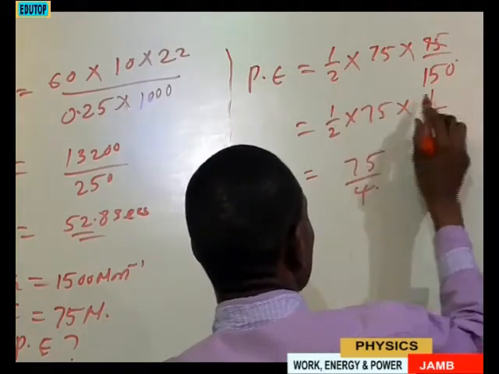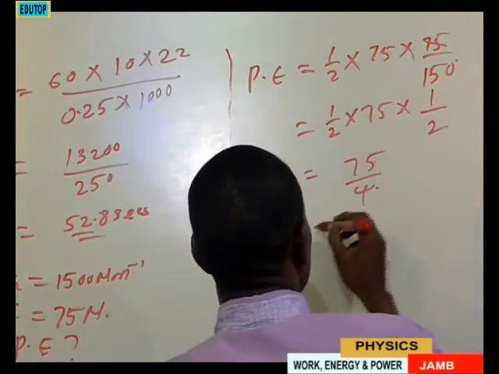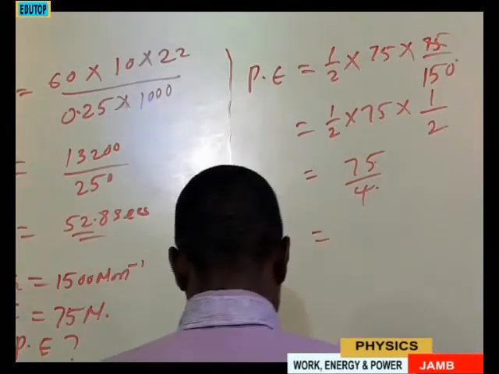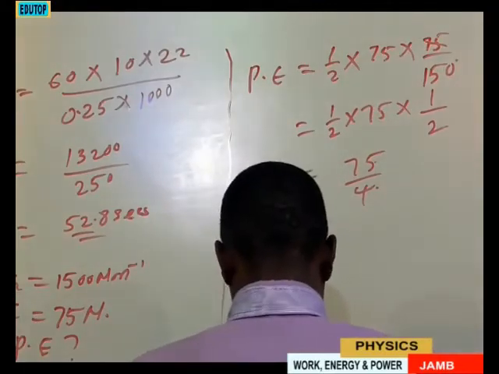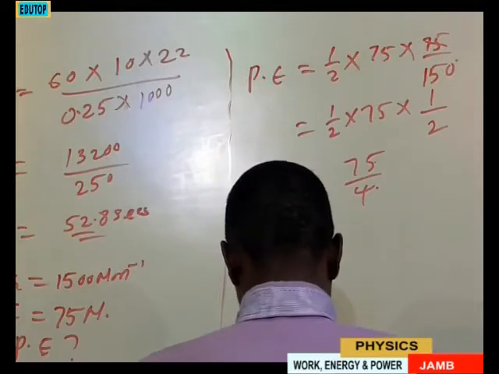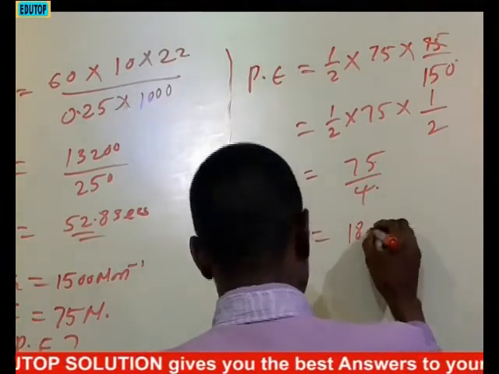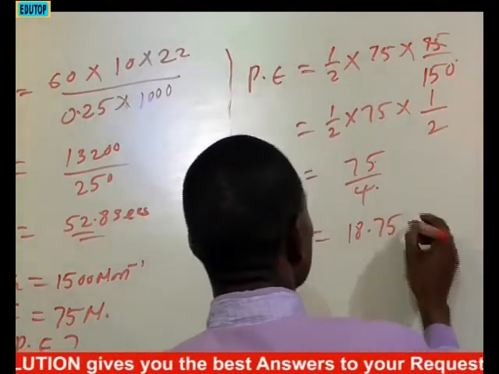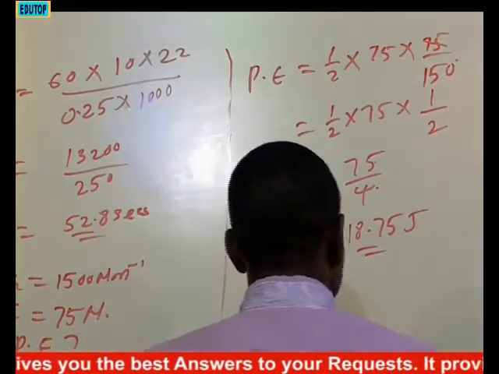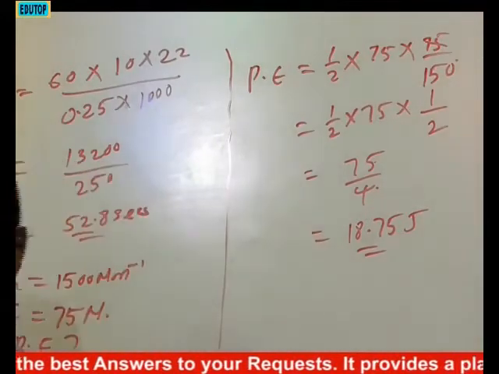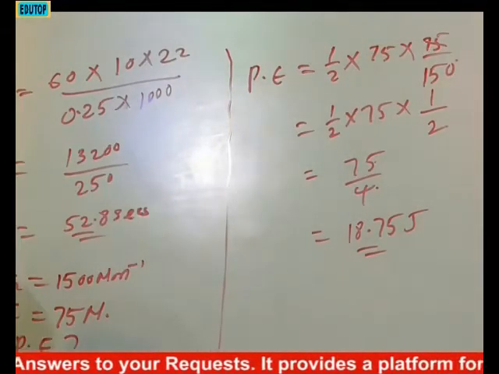1 times 75 times 1 is 75, everything divided by 4. And at the same time, we are going to have 75 divided by 4, which is 18.75 joule. And that is the work done in the spring, the potential energy in the spring.